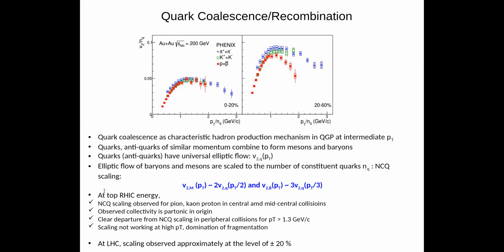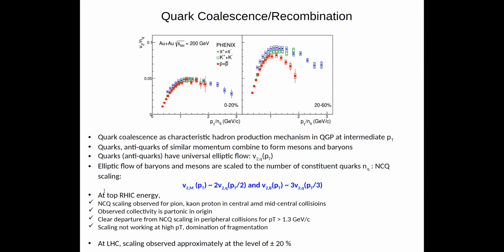So at top RHIC energy, what is the scenario in the data? At top RHIC energy, NCQ scaling is observed for pion, kaon, proton in central and mid-central collisions, which indicates that the observed collectivity is partonic in origin. However, there is a clear departure from the NCQ scaling in peripheral collisions for PT/NCQ greater than 1.3 GeV/c. We do not see the NCQ scaling, and the scaling does not work at very high PT.